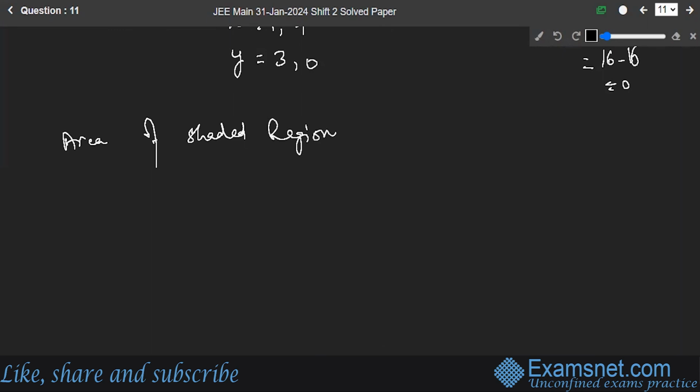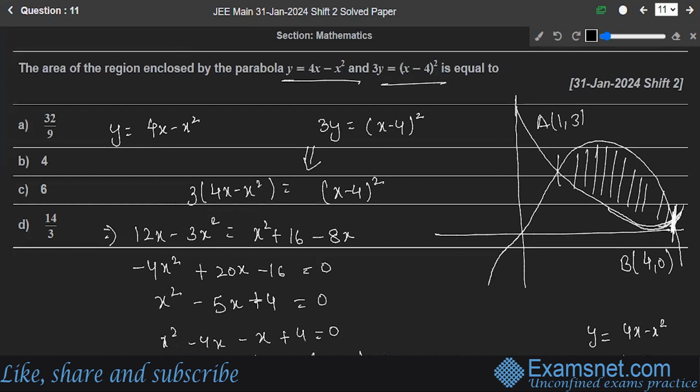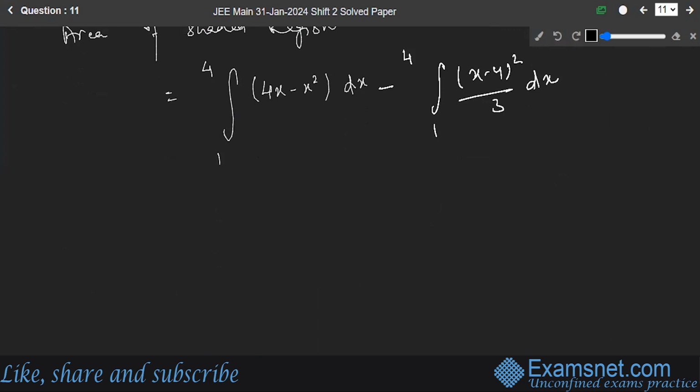Now, the area of the shaded region will be given by the integral with limits 1 to 4 of the area bounded by the curve 4x minus x squared dx, minus the integral of the area bounded by the curve x minus 4 whole square upon 3 dx, 1 to 4 again. So that means I have to first find the whole area, then I will be subtracting the area bounded by this to get the required area.